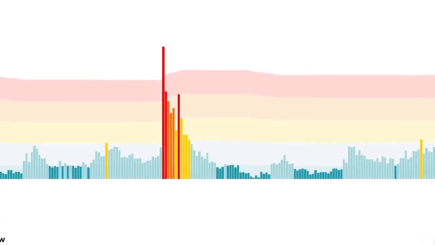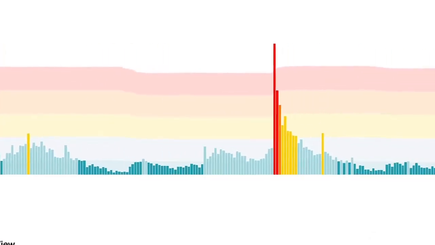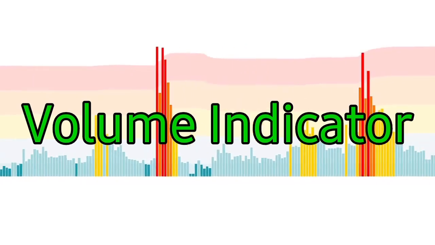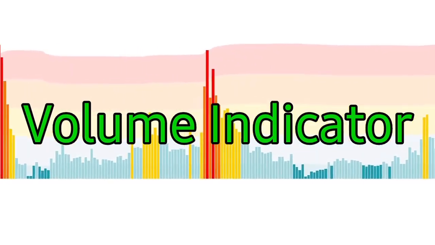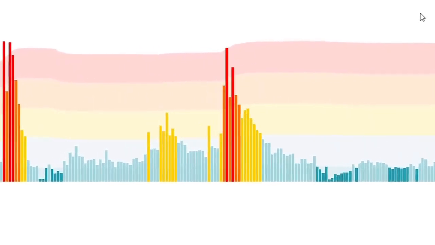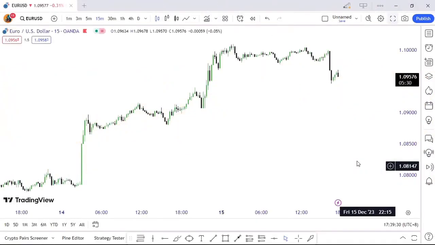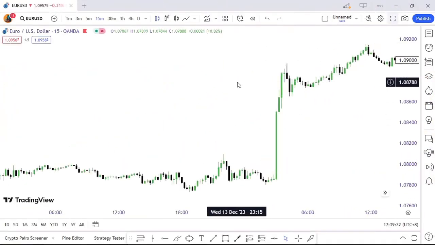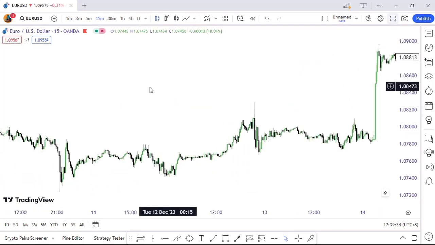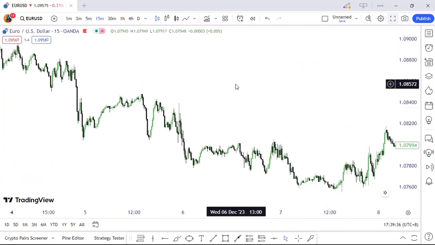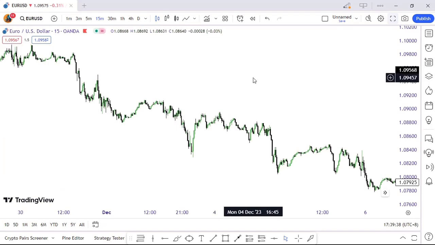Hey there, in today's video, I want to share with you the coolest volume indicator I've come across on the TradingView platform. If you're a seasoned trader, you're probably aware of how crucial volume is in technical analysis. Some traders even argue that volume is more important than price itself.